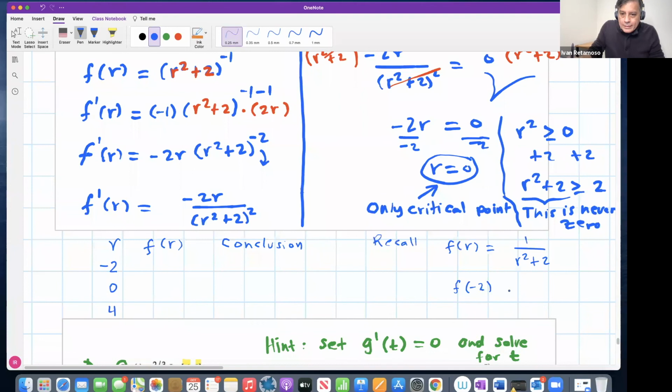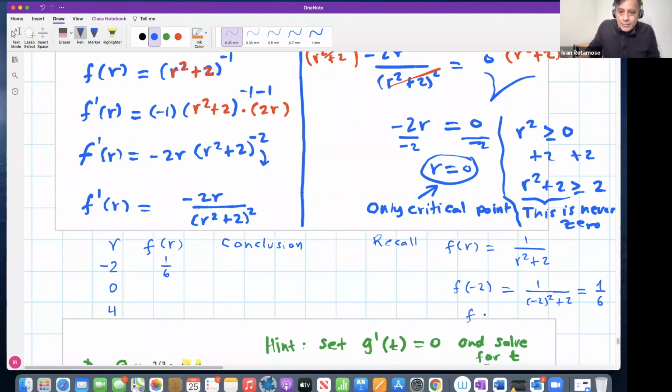At -2, let's do it manually. -2 squared plus 2. -2 squared is 4, 4 plus 2 is 6. Wouldn't this be just 1 over 6? It's not undefined, because -2 squared is +4, plus 2 is 6. So we get 1 over 6. Let's just continue the computation.